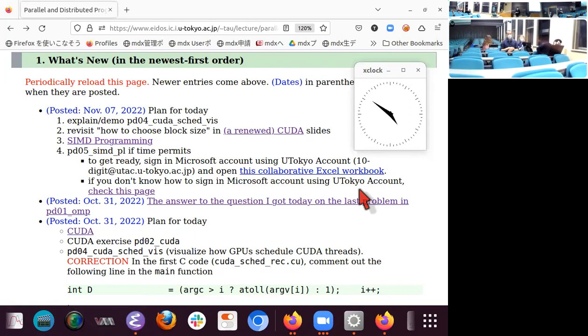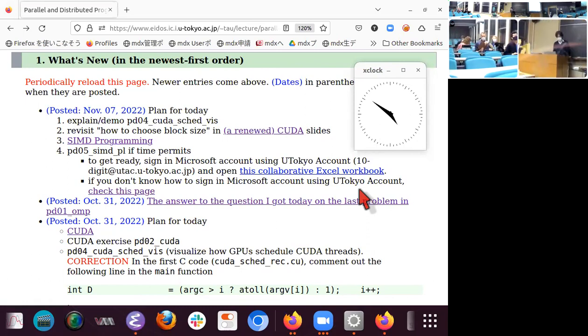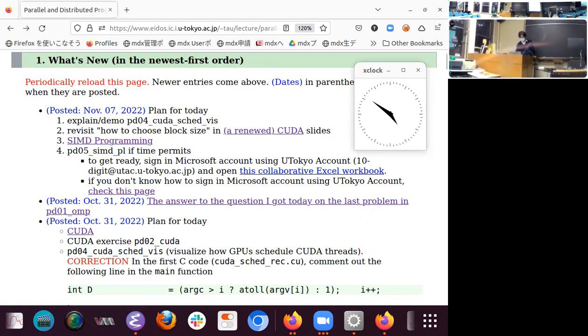Hello. Oh, let's get started. People may still be coming, both remotely and to the classroom, but I think it's time. We are supposed to get started, so let's get started.